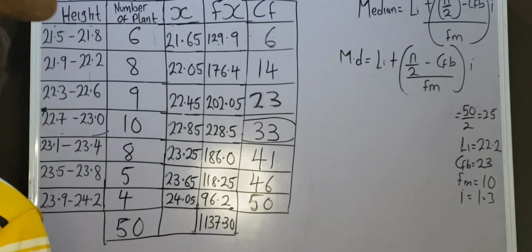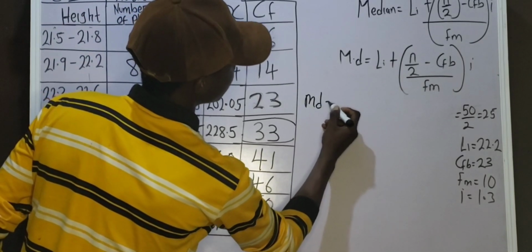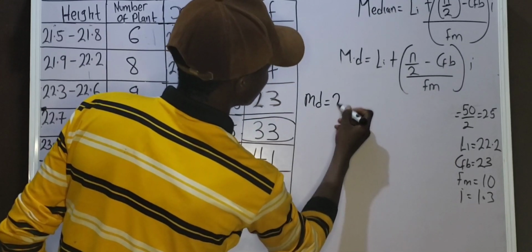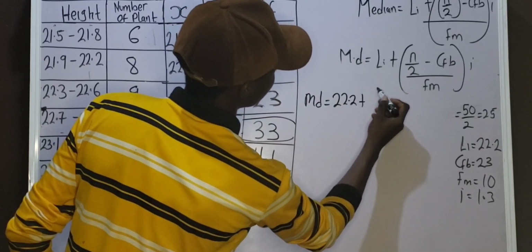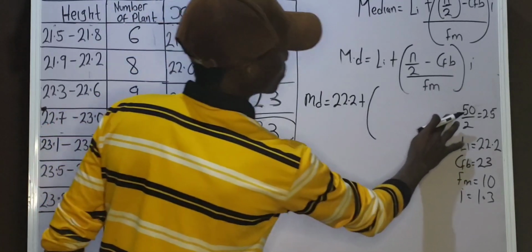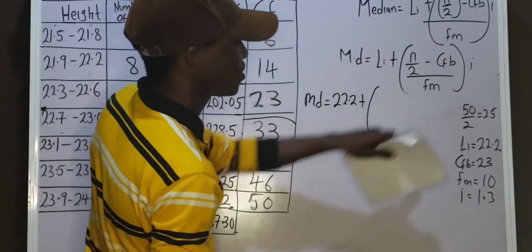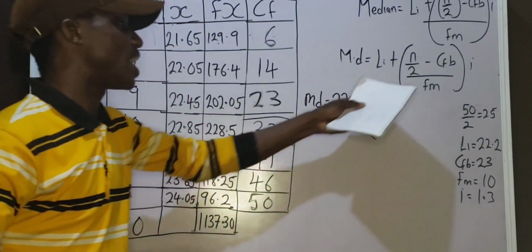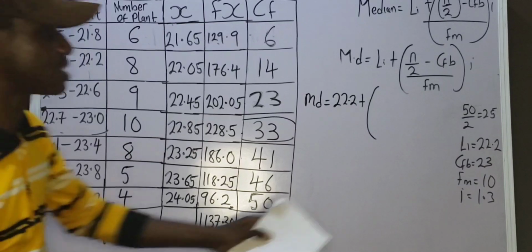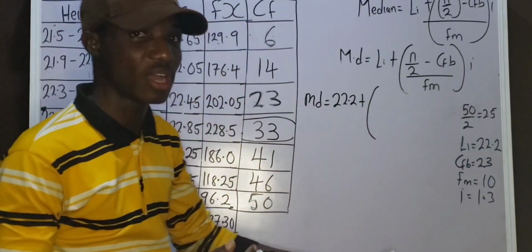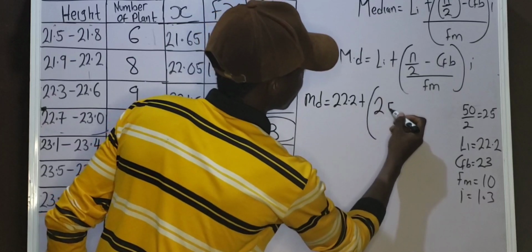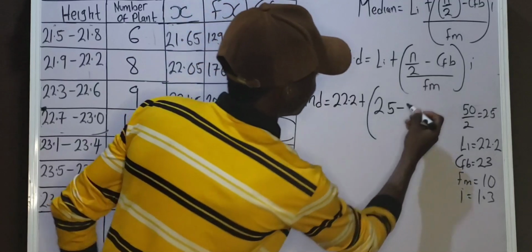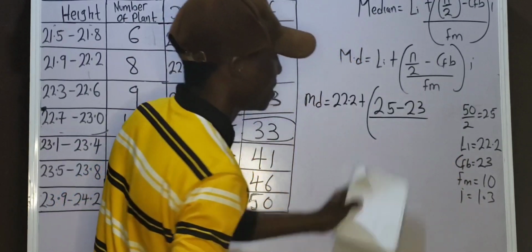So median is equal to Li, which is the lower class boundary. Lower class boundary is 22.2. So 22.2 plus n over 2. Don't forget that n over 2 is what? 50 over 2. Do you understand? N is the total number of frequencies. So the total number of frequencies is 50. That's why I got 50 over 2. 50 divided by 2 is 25. You understand? So I'm going to have 25 minus CFB, the cumulative frequency before the median class. That is what? 23. So I'm going to have 23, whole over FM. FM is what?